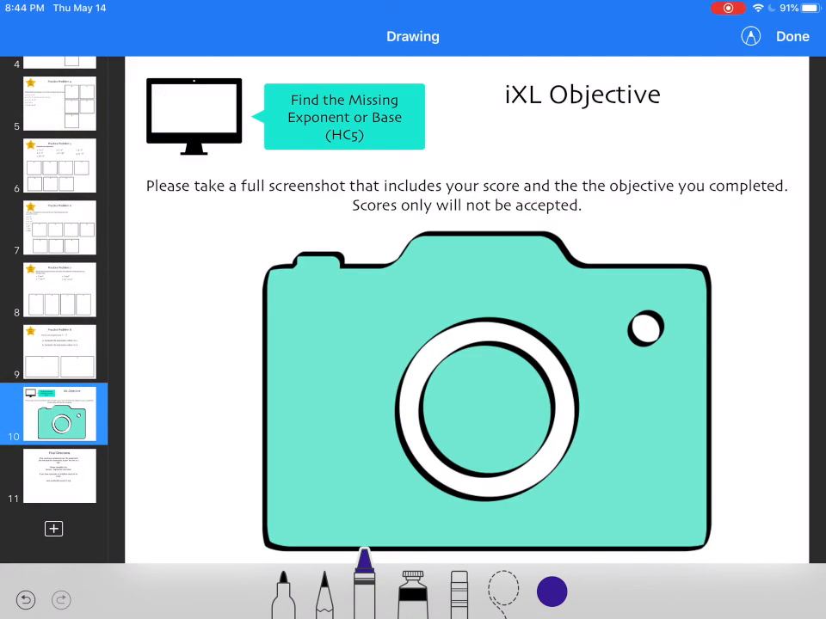So now you're going to find the missing exponent or base on IXL and do the cool down.